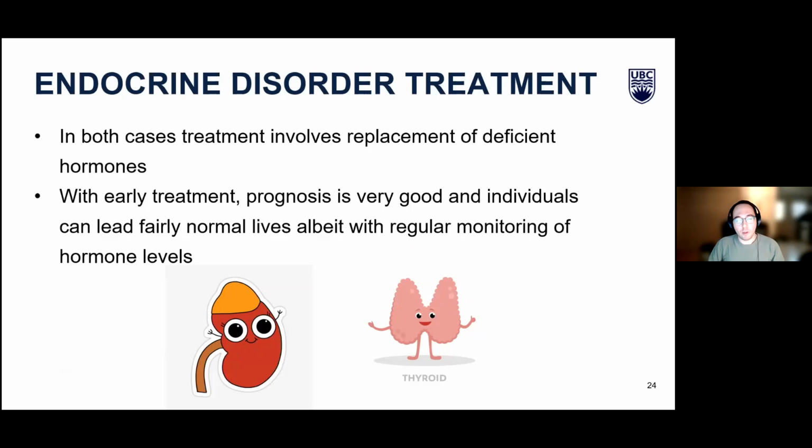And again, like with metabolic disorders, early treatment does improve the prognosis. And in this case, prognosis is quite good. Children with these disorders can lead fairly normal lives if they are treated early on, albeit with regular monitoring of those hormone levels, just to make sure that they are in the proper ranges.